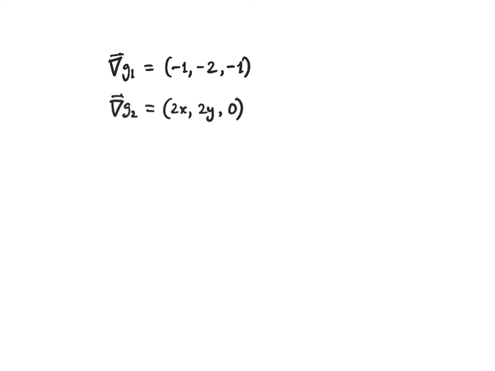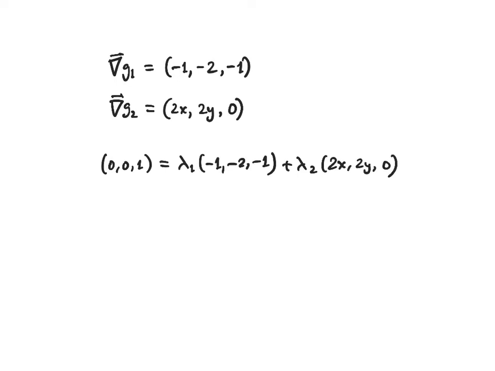Okay, so the Lagrange condition becomes the following thing. We have (0, 0, 1) equals lambda 1 times this plus lambda 2 times this. And we can split that up into three scalar equations. Okay, it looks like that. And then don't forget that we also have our constraint equations.